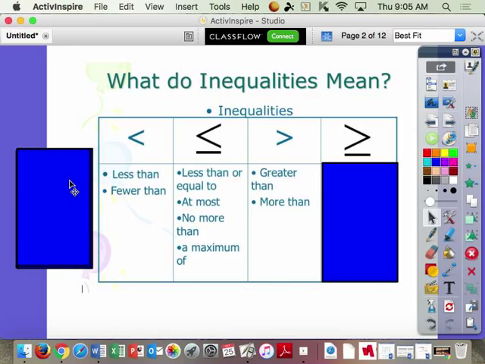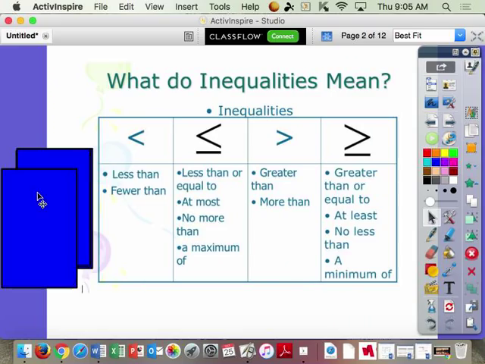And then the flip, greater than, more than. Makes sense? Again, this is going to be the bigger number. This is going to be the littler number. And the last one, greater than or equal to, at least, no less than, and a minimum of. So pause the video, make sure that those get written down, and come back when you are ready.